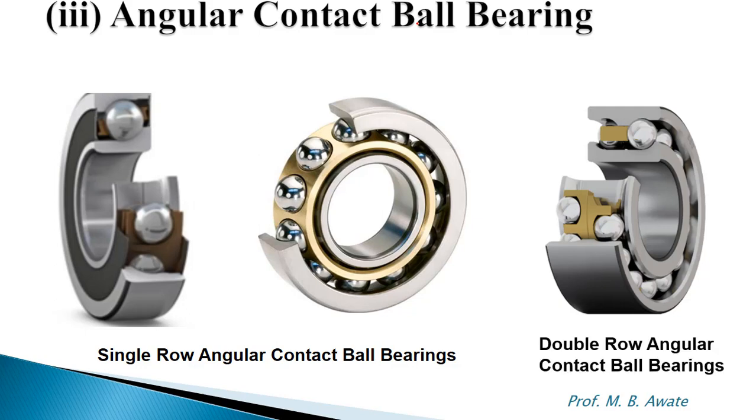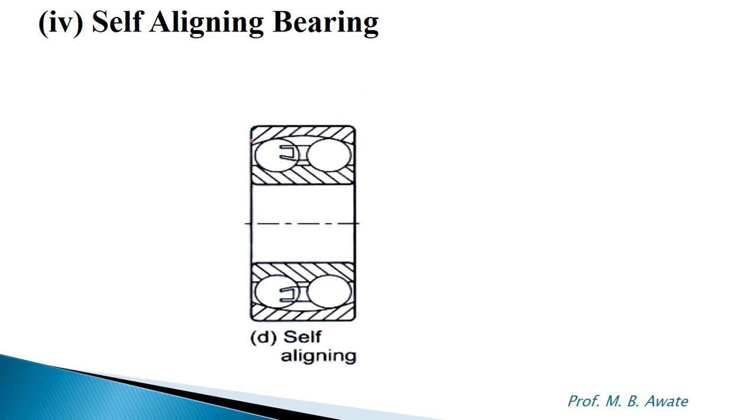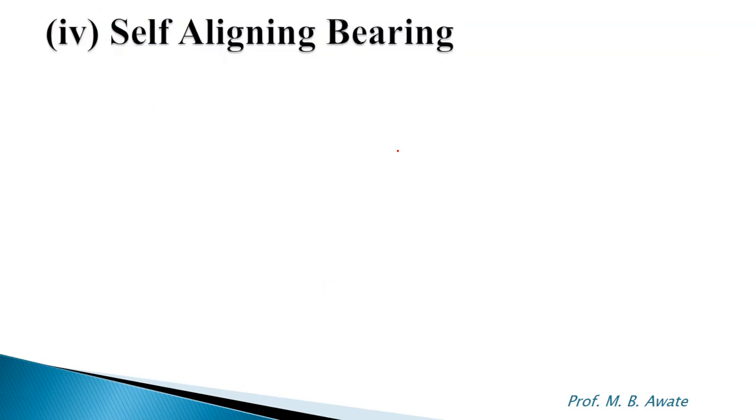Now, next type is self-aligning bearing. So in case of self-aligning bearing, you can see here the races are shaped in such a way that a small degree of misalignment, means up to 2 to 3 degrees of misalignment, can be tolerated. And you can see here it is a double row self-aligning bearing. They are called as self-aligning bearing because they allow the shaft to deflect to 2 to 3 degrees. And if you will observe, the inner surface of outer race, this is the inner surface of outer race, it has been ground or it has been given a profile in such a way that it can tolerate a misalignment of 2 to 3 degrees.